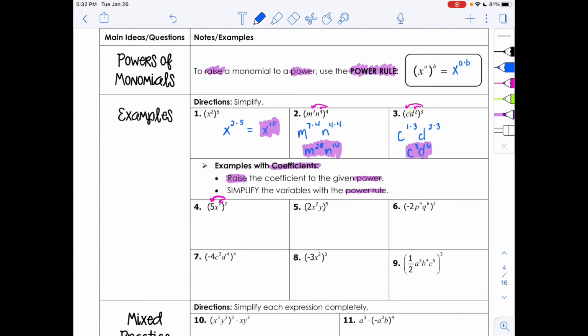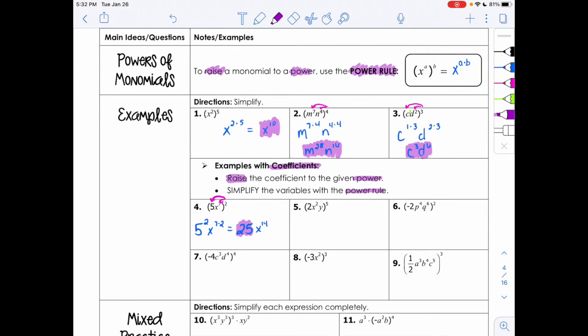So when we say 5 squared, we can write it like that. And then x to the 7th squared would be x to the 7 times 2, because that's a power to a power. So we multiply those. And we know what 5 squared is. That's 5 times 5, which is 25. And then x to the 7 times 2 is 14.